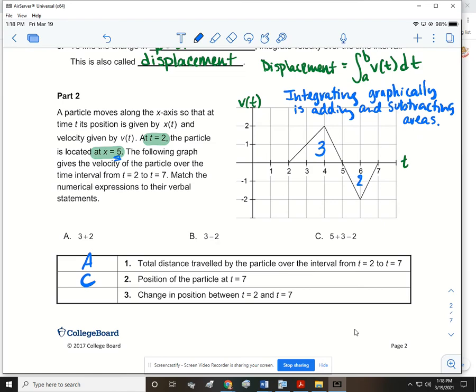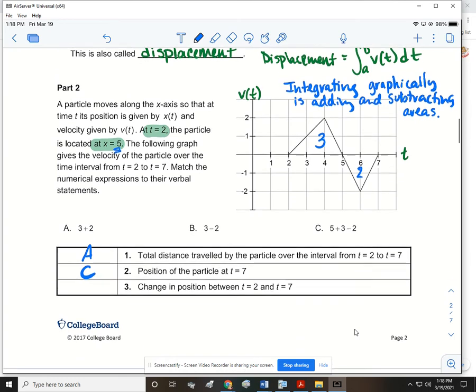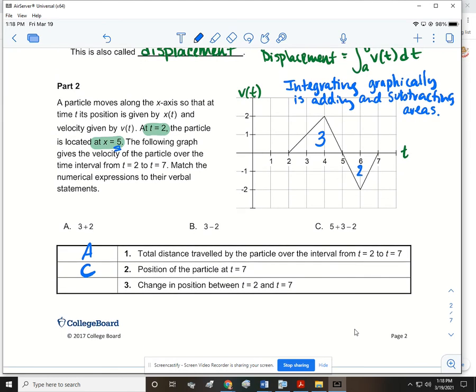And then the change in position is just straight integration of the velocity function. So that's where if it's above the x-axis, you add, below the x-axis, you subtract.